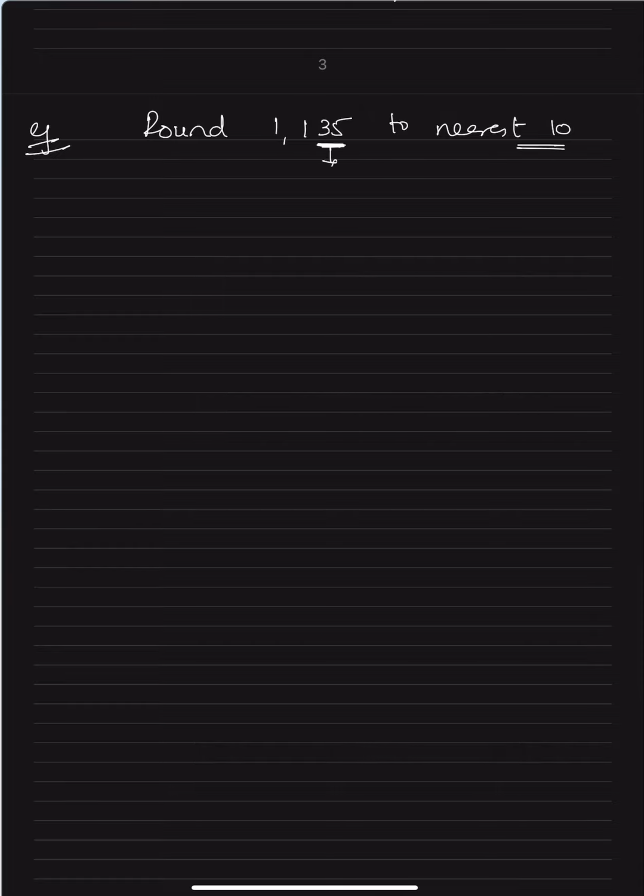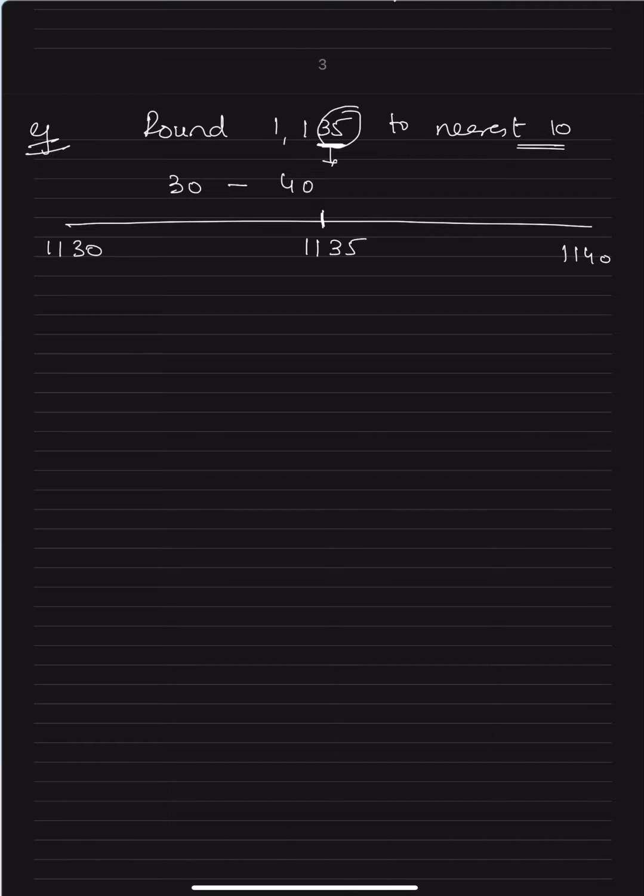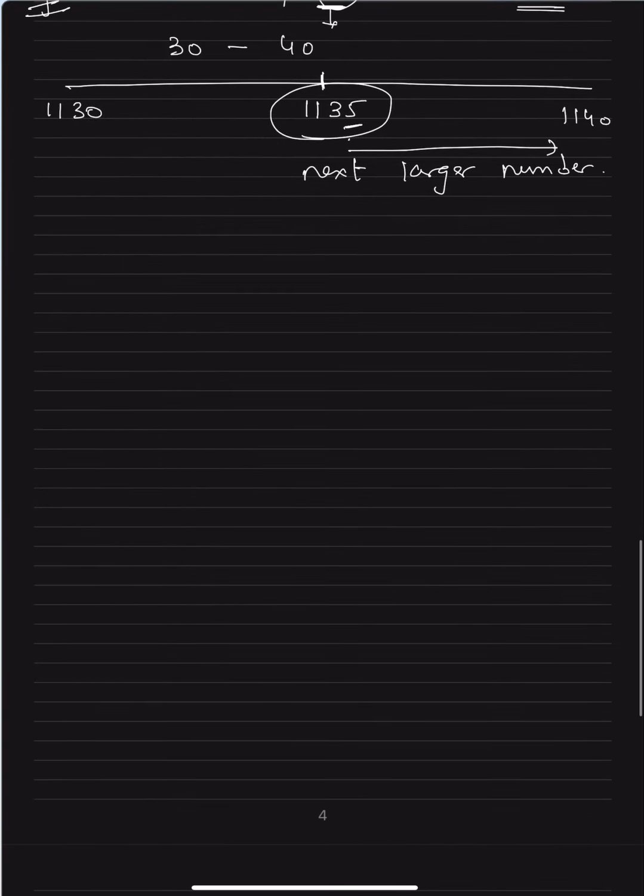Now 35 lies between 30 and 40. Again 35 is in the middle. Yes, because 5 is in the ones place, it is very easy. Here I will write 1130 to 1140. Here lies 1135. Correct? But because it is 5, we have to go to the next larger number or next multiple of 10.